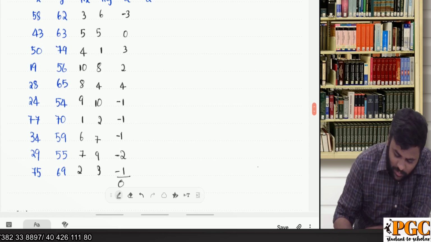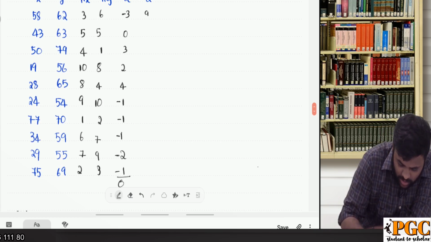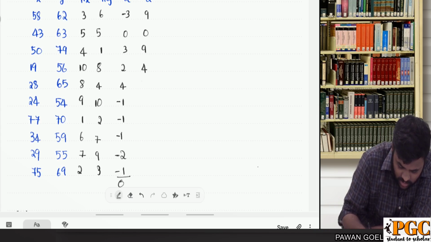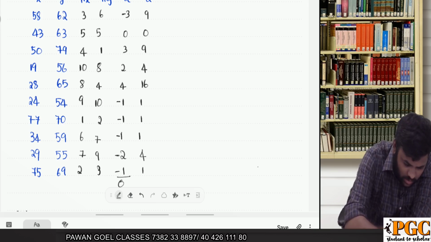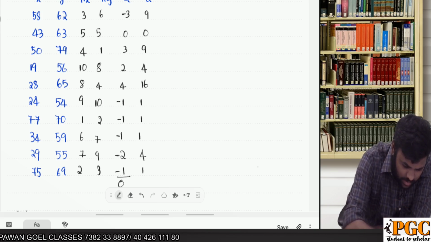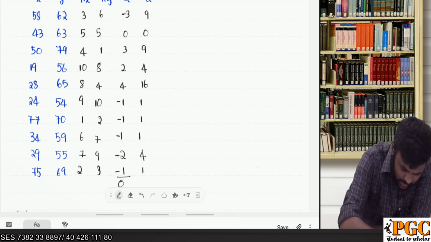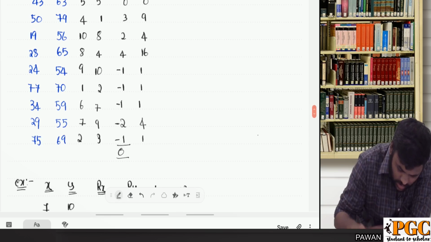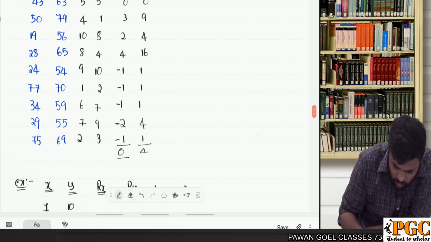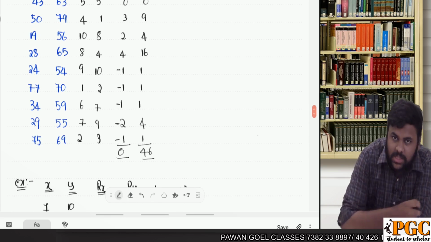Now, let us verify d square. What is minus 3 square? 9, 0, 9, 4, 16, 1, 1, 1, 4, 1. So if you calculate the total, my dear friends, 9 plus 9 plus 4 plus 16 plus 1 plus 1 plus 1 plus 4 plus 1, the value is 46.